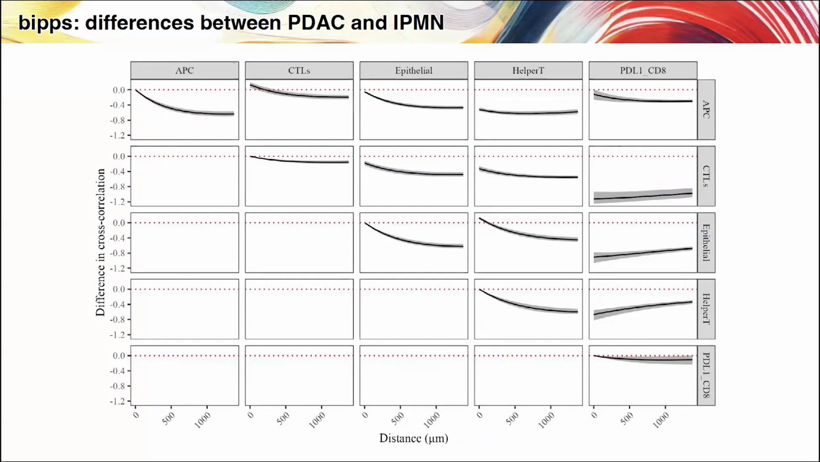This is telling me how different the spatial correlations between pairs of cell types are between the two diseases. For example, there seemed to be not much difference for the PD-L1 CD8 cells, and the same types of PD-L1 CD8 cells tend to not be very different in how they occupy space in IPMN relative to PDAC.